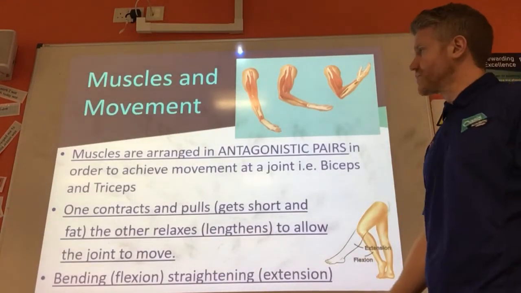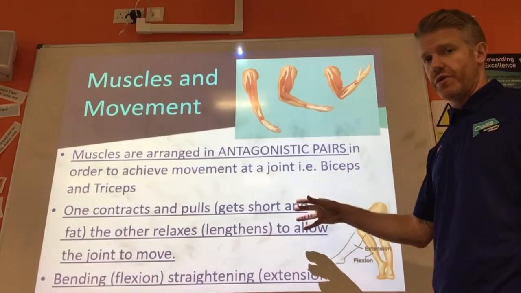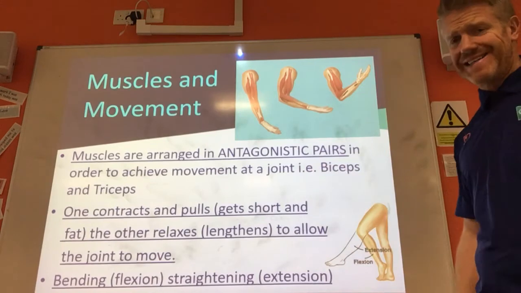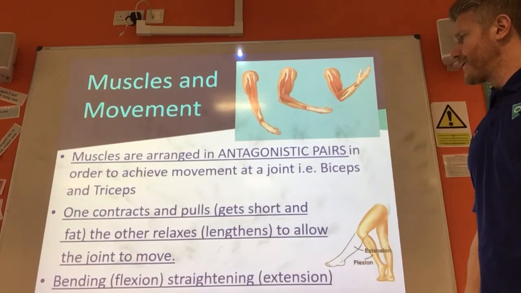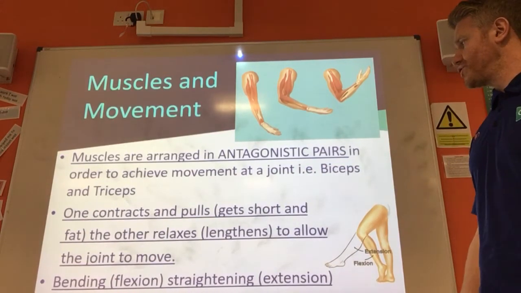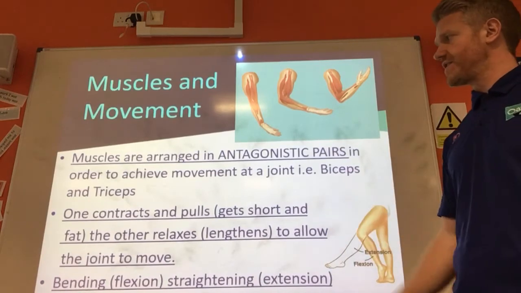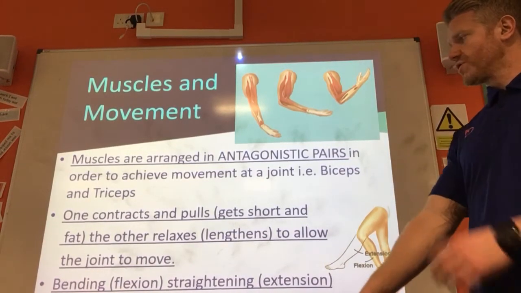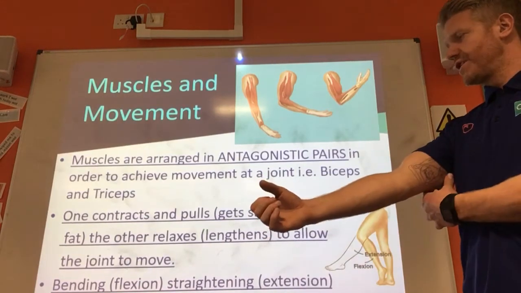Okay, so muscles and muscle movement. So anything underlined, make sure you write it down. These muscles are arranged in antagonistic pairs, okay, in order to achieve movement at a joint. For example, your biceps and triceps are antagonistic. So whilst one's contracting, the other one is relaxing.